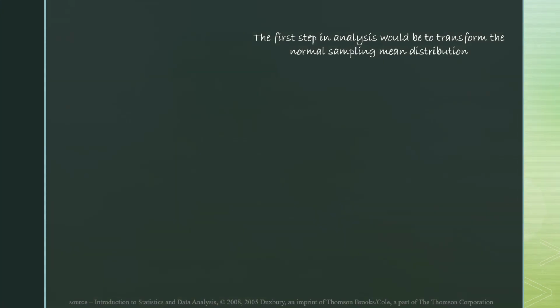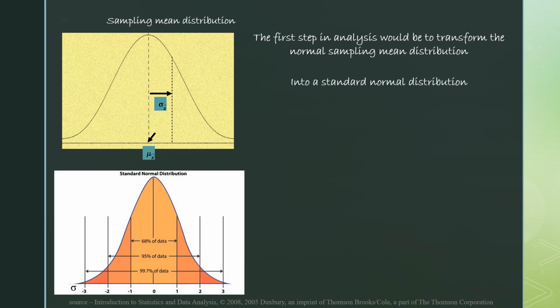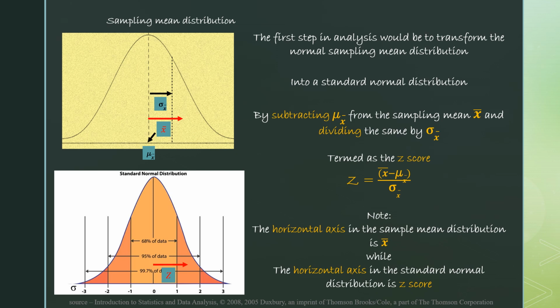The first step in the analysis would be to transform the normal sampling mean distribution into a standard normal distribution by subtracting mu of x bar from the sample mean x bar and dividing the same by sigma of x bar. Termed as the z-score, z value equals x bar minus mu of x bar divided by sigma of x bar. Note, the horizontal axis in the sample mean distribution is x bar, while the horizontal axis in the standard normal distribution is the z-score.